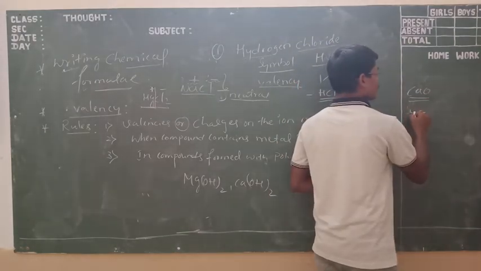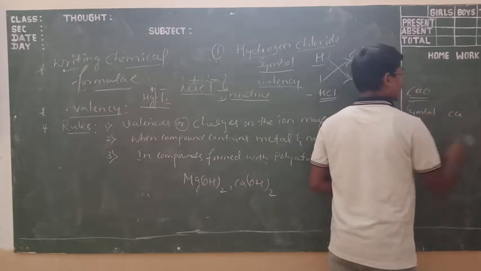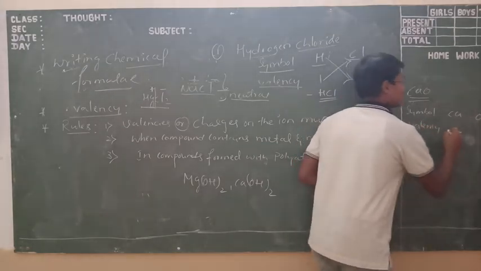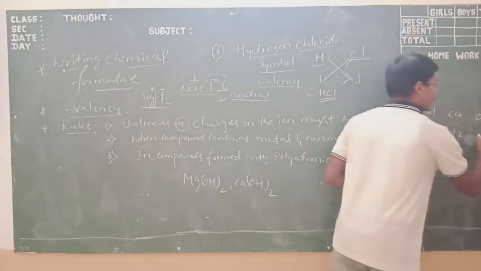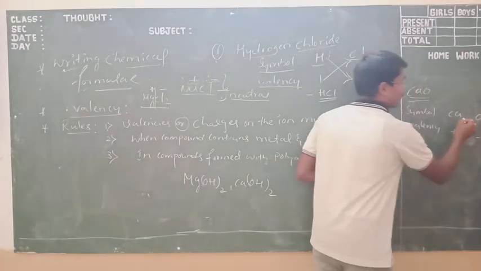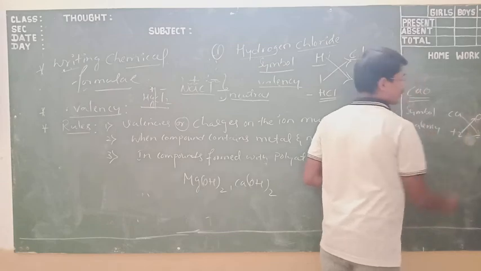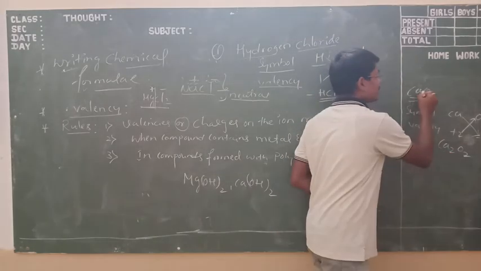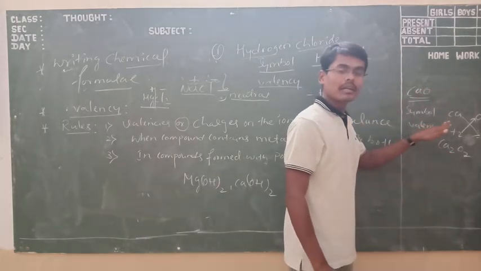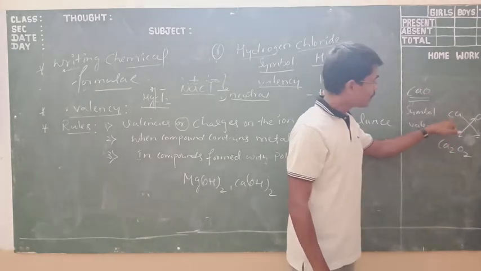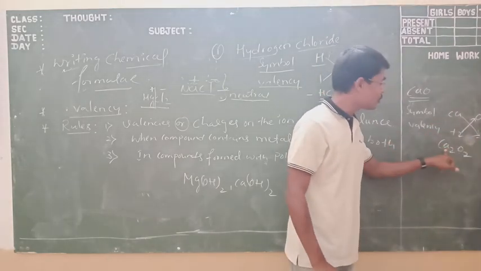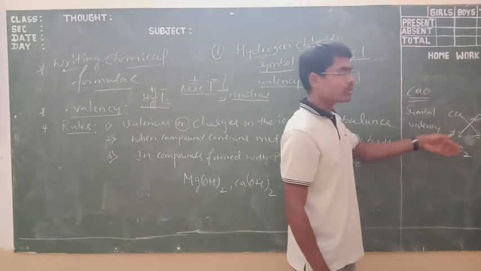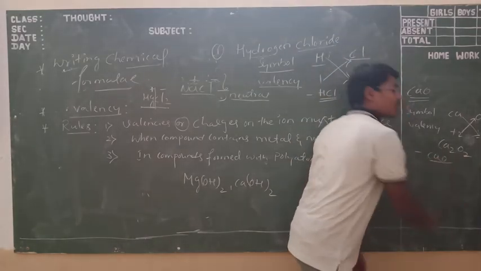We know that the symbol of calcium is Ca and oxygen is O, and the valency of calcium is +2 and the valency of oxygen is -2. By cross multiplying, what we will get? Ca2 and O2. But I have simply written CaO. Both are correct. Calcium oxide, right? By cross multiplication, what we will get? Ca2 and O2. Instead of writing it like that, in the simplest form, I have simply written CaO.